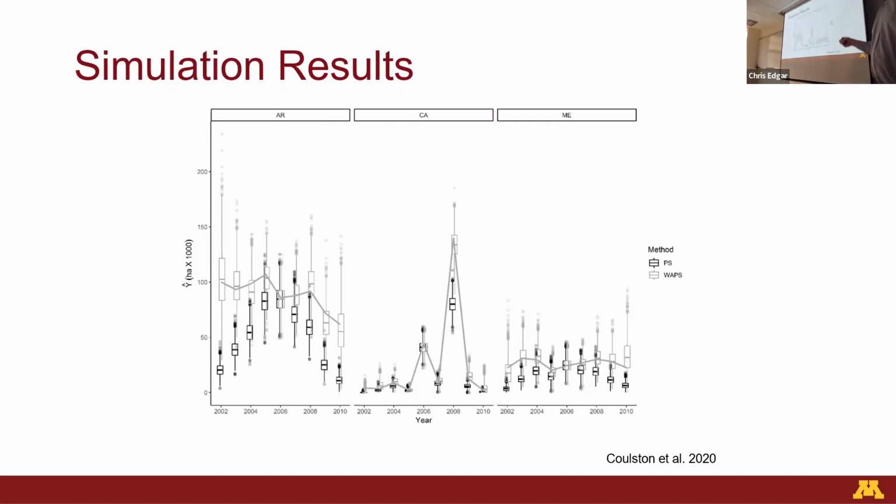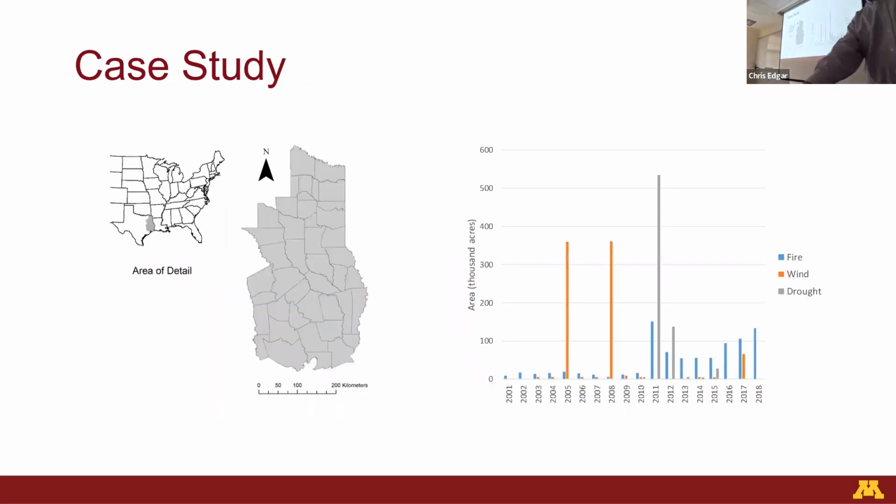And this repeats here for California. As I said, there was very little disturbance in the first few years and then a big one, and you can see the WAPS method captured the correct value pretty well. And then here's harvesting in Maine, very similar ideas and results. So we now have some methodology that we can actually use to get estimates of the actual timing of events.